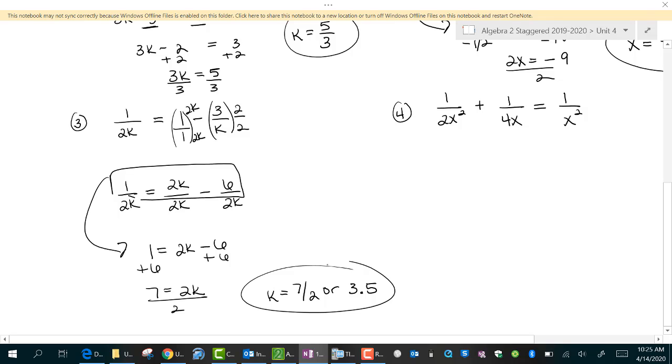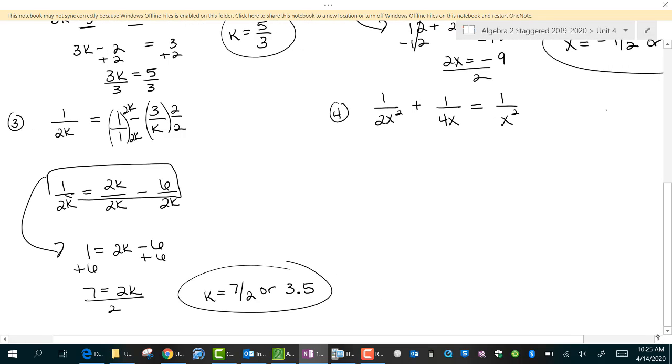Okay, my final example for today, and then you'll have a Canvas quiz to work on, is number 4. So again, I want to find the lowest common denominator. I need to make all of those denominators the same. So I see an x squared in the first and the last fraction. But in the middle here, I only have this x. Well, to get x squared, it's just x times x. So if I multiply both numerator and denominator by x, I'll get x squared. I also see I have a 2 and a 4. Well, if I want to make them the same, if I multiply 2 times 2, I get 4.